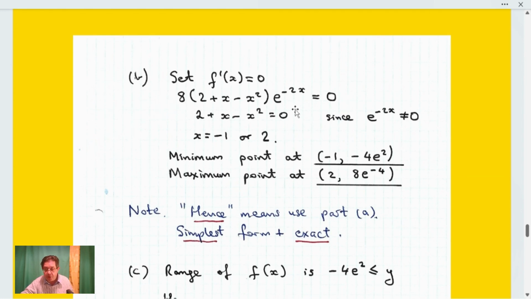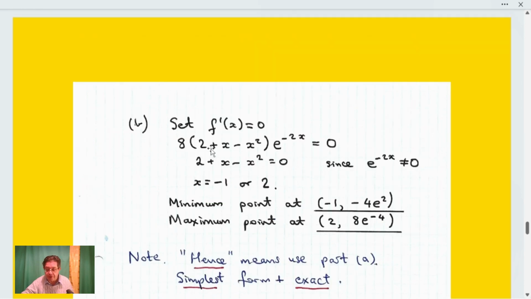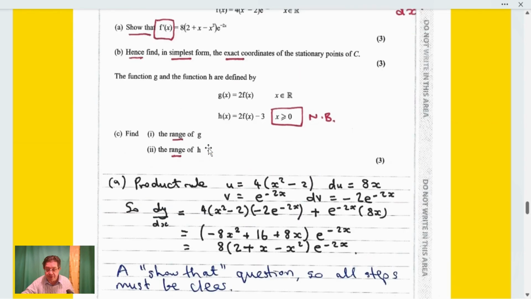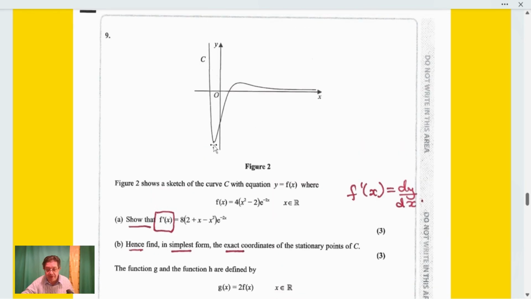8 clearly isn't 0. And also e to the minus 2x cannot be 0. So we have the quadratic 2 plus x minus x squared is 0, which solves to give x equals minus 1 or 2. You can see on the graph those two turning points, a minimum turning point when x is minus 1 and a maximum when x is 2.